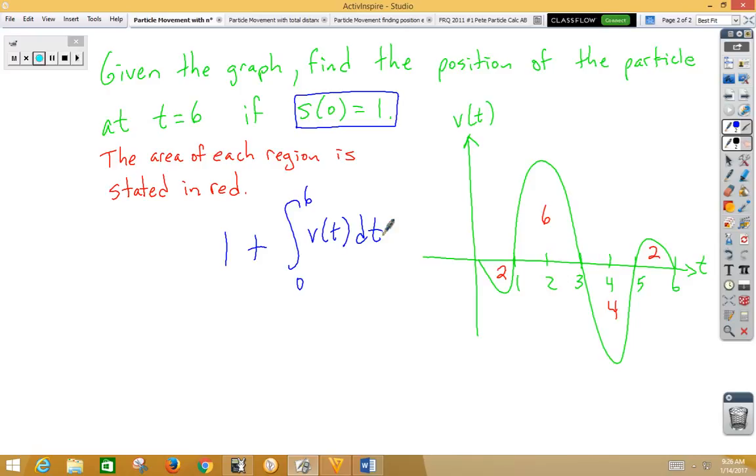Well, in the picture, the areas are represented in red, and so we can tell that when we integrate, we have a negative area of 2, we have a positive area of 6, we have a negative area of 4, and a positive area of 2. And we're going to add to that the initial position of 1. Well, so obviously the negative 2 and the positive 2 cross out. 6 minus 4 is 2, so we get 1 plus 2. So the position of the particle is 3.